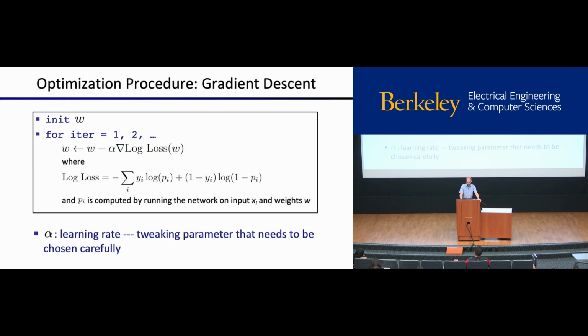Alpha is the learning rate. I promise I will show you a picture somewhere about what happens when it's too big. Where'd the picture go? Oh no, I can't. I'll find it somewhere on my computer if it's not here. Okay.